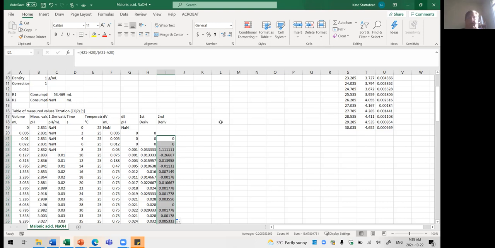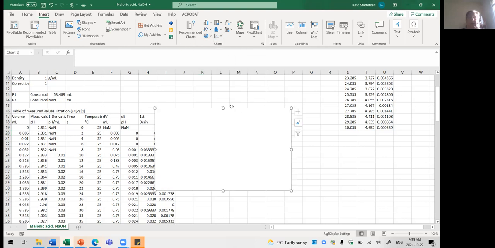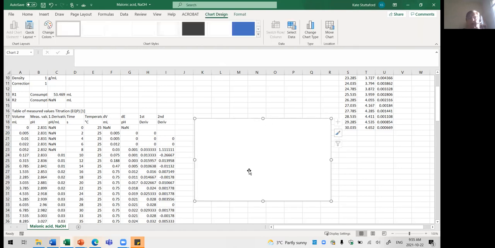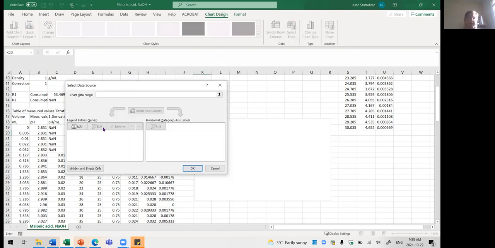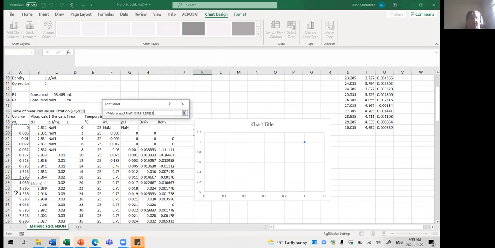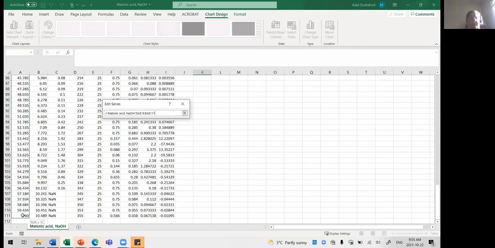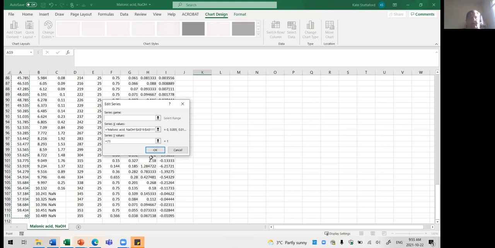Okay, so now we need to do the titration graph. I'm going to put it in here. I'm going to insert, and I want a scatter plot. I'm going to do a scatter plot with the lines included. So there's my graph, and I'm going to select data. For my first one, this is my titration curve. So, sorry, what did I click on? I clicked on X's. So the X's are the milliliters. And enter, and then the Y's.